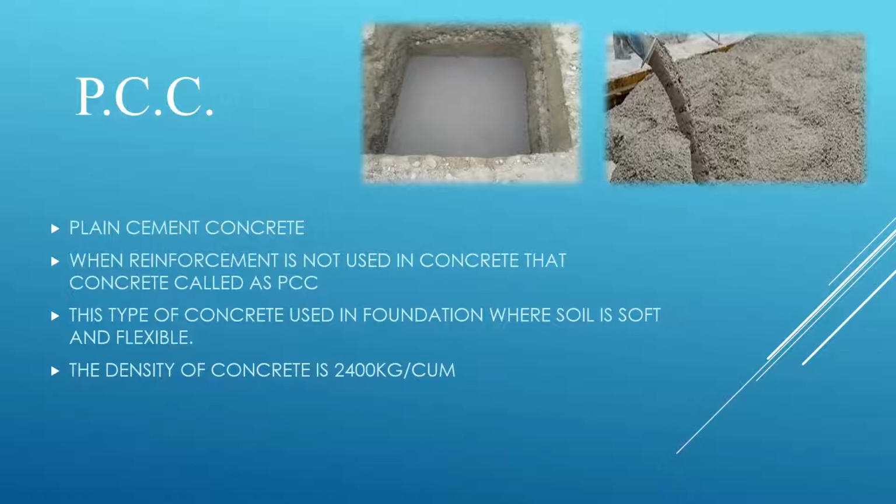The second picture shows a village road, where more load cannot be transferred, and there we use a PCC road. The density of the concrete is 2400 kg per cubic meter for PCC only.